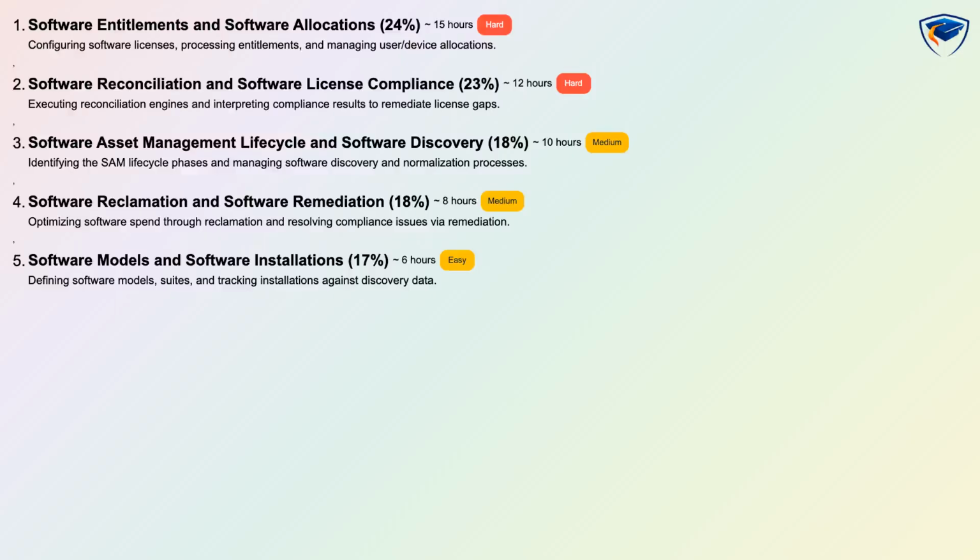Software entitlements and software allocations is 24%. Software reconciliation and license compliance is 23%. The software asset management lifecycle and software discovery domain is 18%. Software reclamation and remediation is 18%, and software models and installations is 17%. Together these domains cover design, configuration, reconciliation, reclamation, and tracking of software assets in ServiceNow.